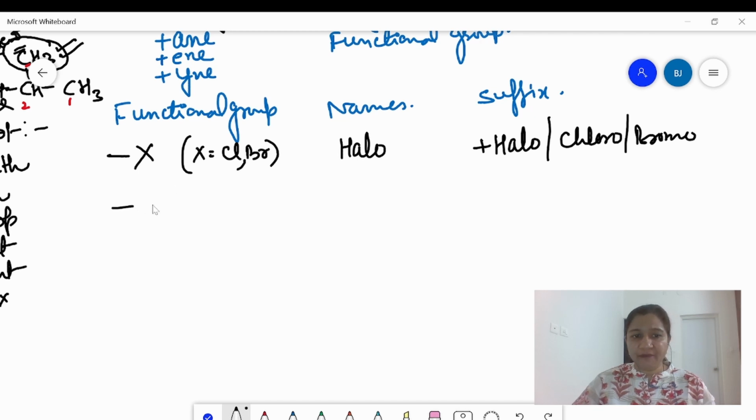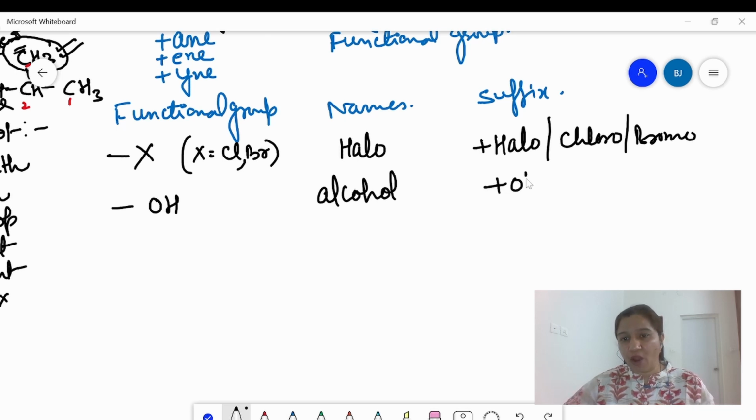Now, if this group is present in the carbon chain, such compounds are called alcohol. The suffix we use is -ol. I will tell you how to use this suffix. You just see what functional groups we have, what the name of that family is, and what suffix we use for them.